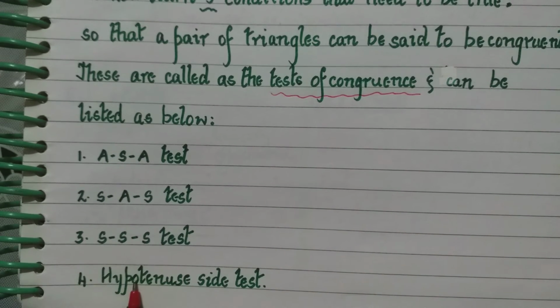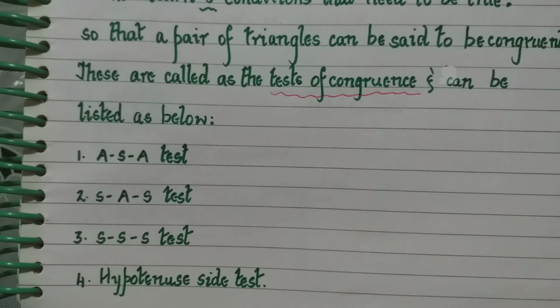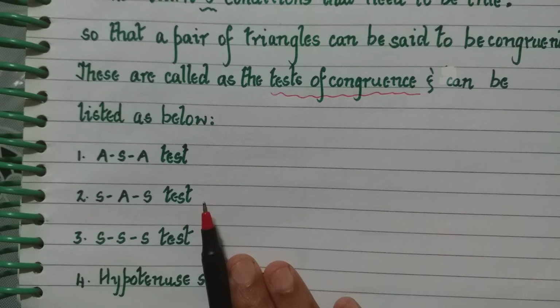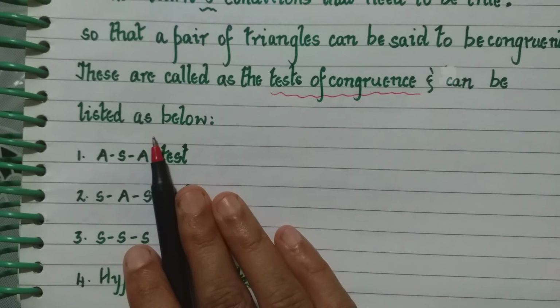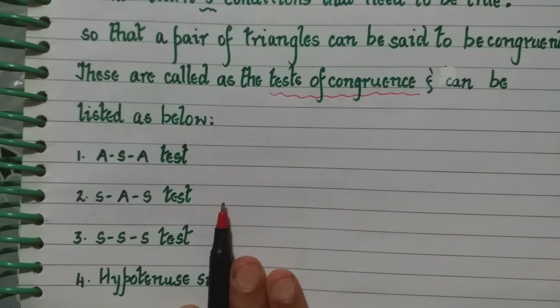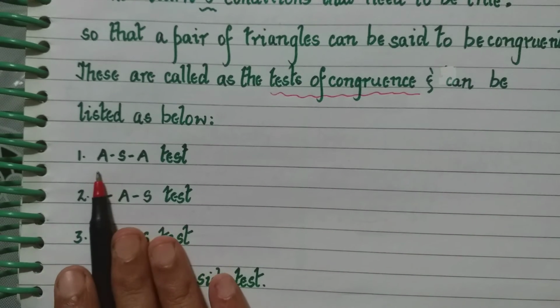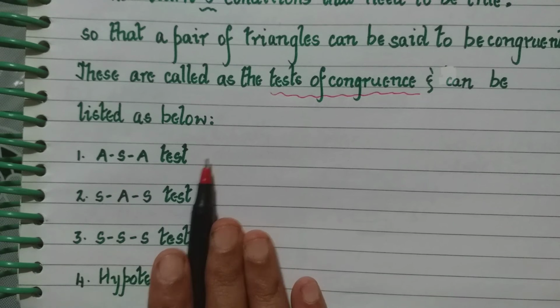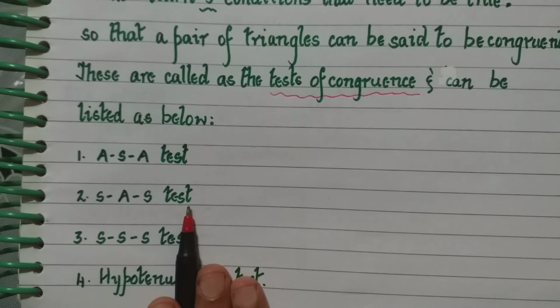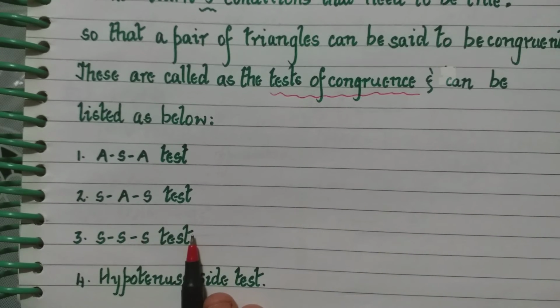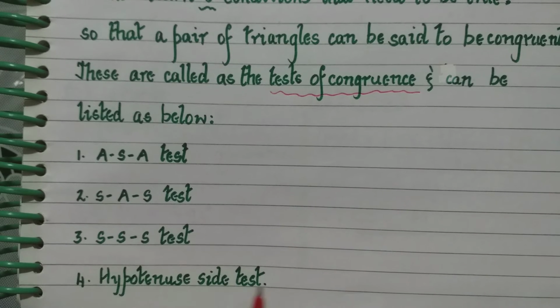Now here in all these first 3, wherever S is written we are referring to side, and wherever A is written we are referring to angle. So here it is angle side angle test, side angle side test, side side side test and hypotenuse side test.